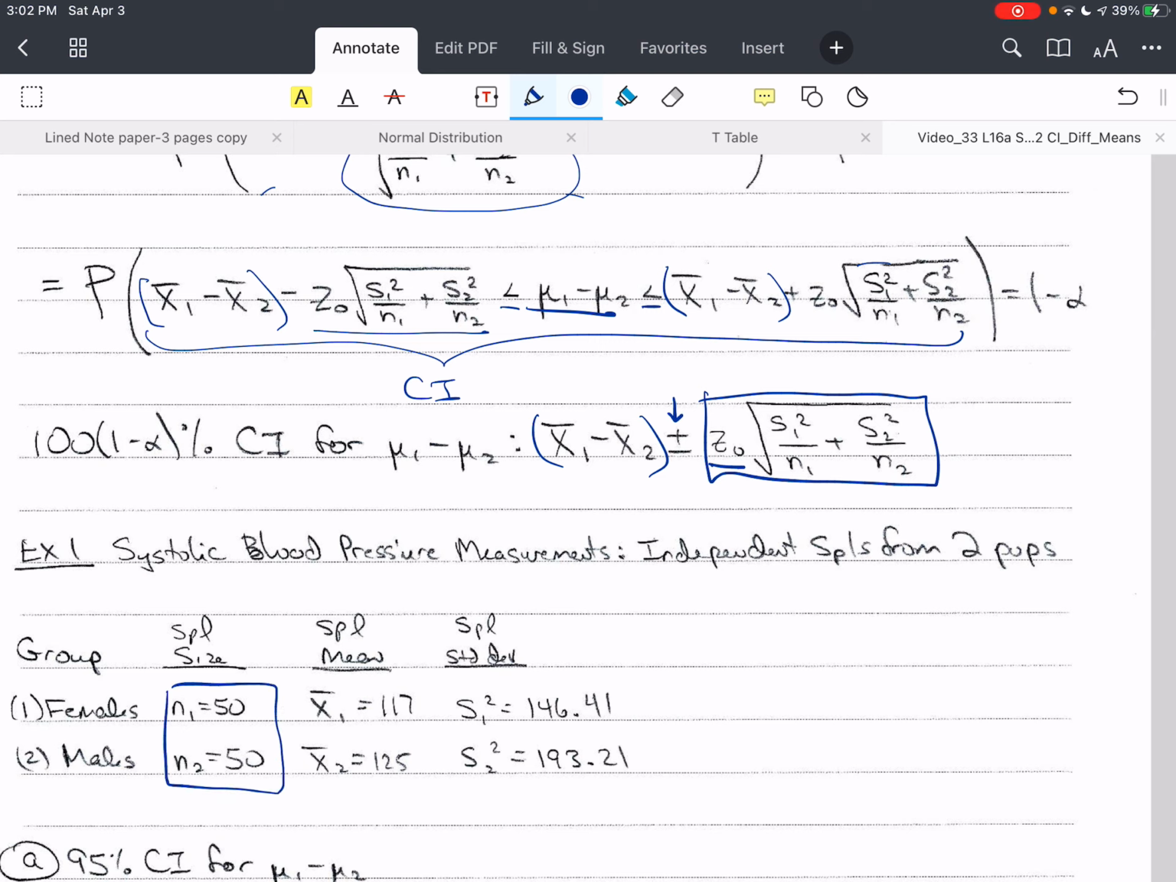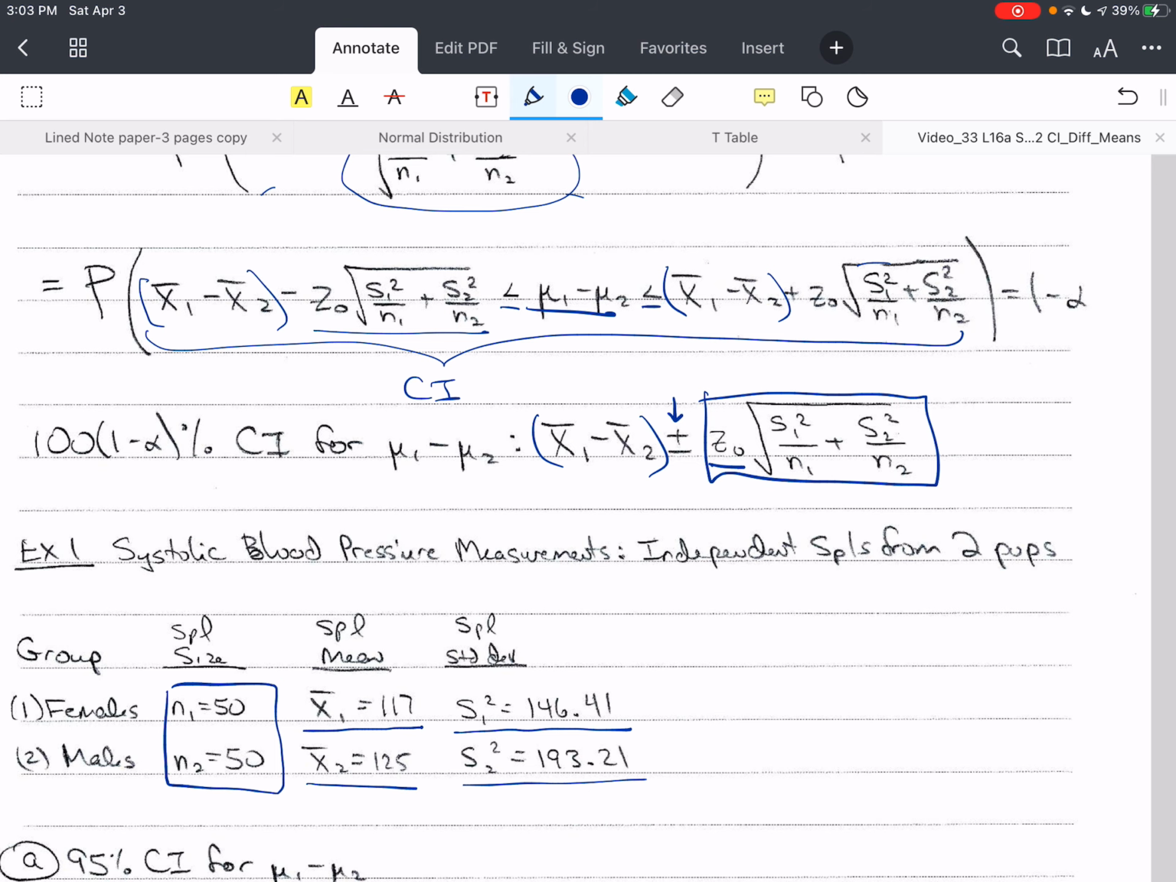Now remember, we don't have to have the same sample size. They can be different, but it does simplify the calculations when the sample sizes are equal. The sample mean for the females was 117, which is lower than the mean for the males, which is 125. Likewise, this is a pattern you often see: the variance for the population with the smaller mean is usually smaller than the variance that goes with the larger mean.